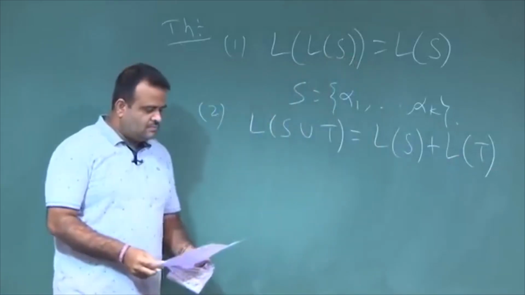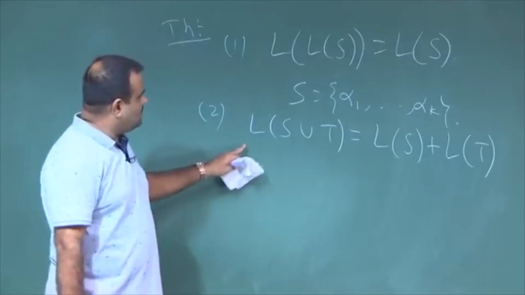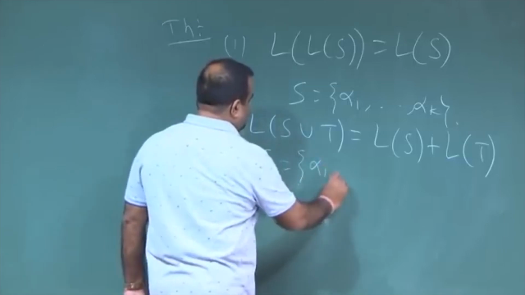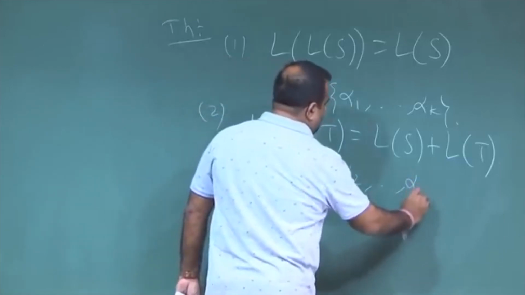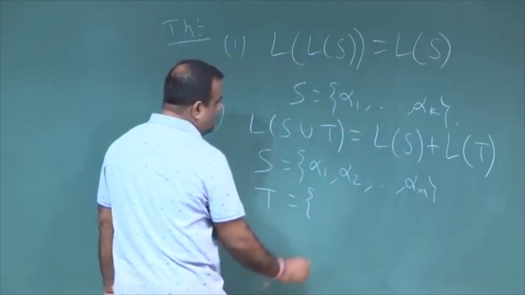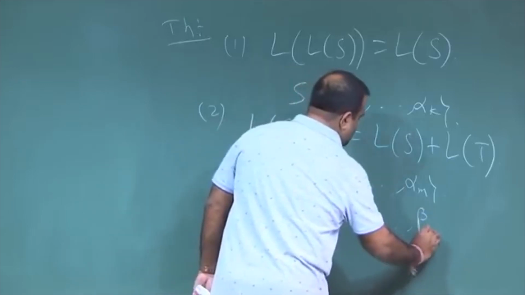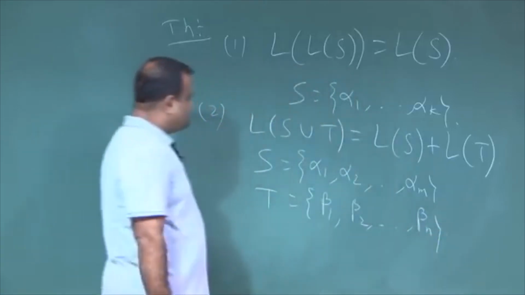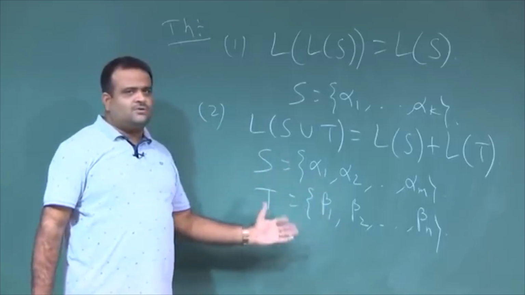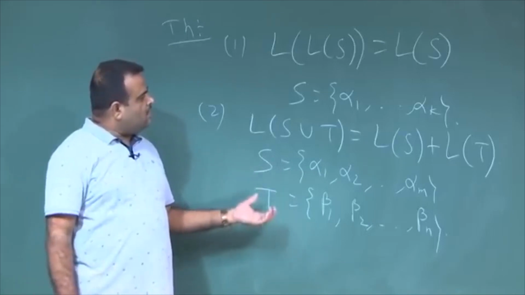This is also easy to check, because if we take this set S as alpha 1, alpha 2, ..., alpha m, and the set T is basically beta 1, beta 2, ..., beta n, then their union is basically all alphas and all betas. Maybe there are some common elements, we do not know, but it is all alphas and all betas.